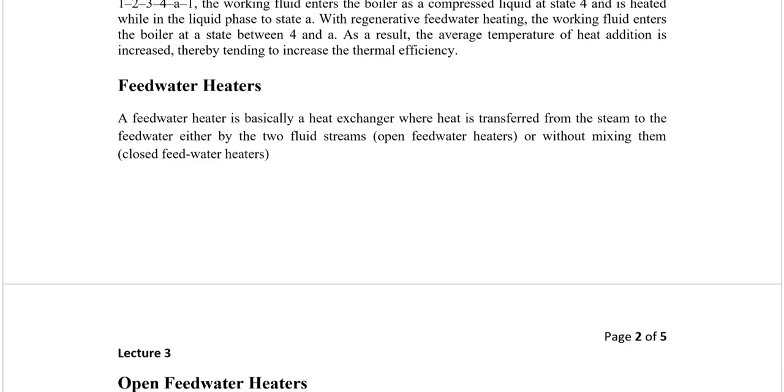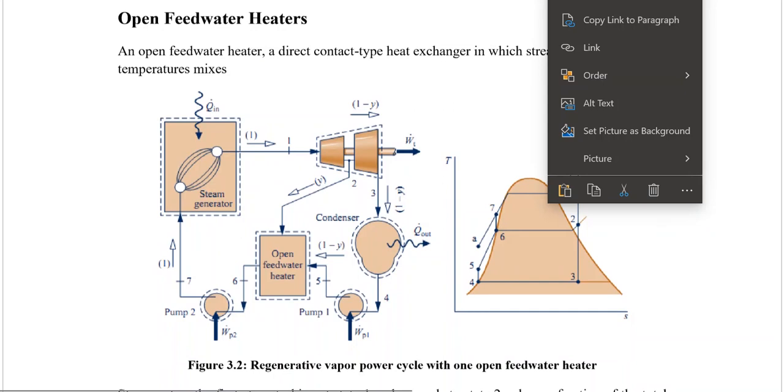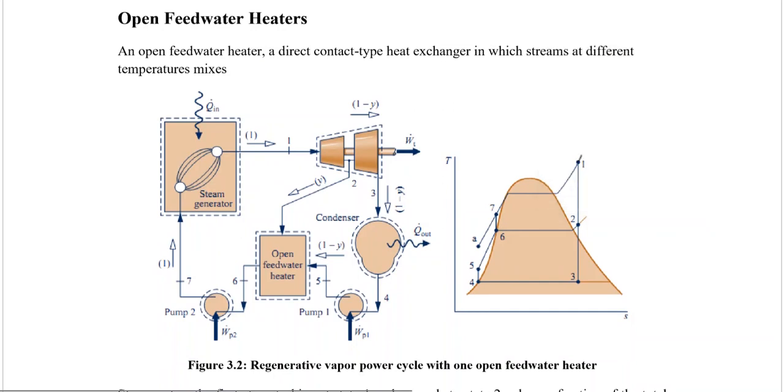A feed water heater is basically a heat exchanger where heat is transferred from the steam to the feed water. There are two different methods of heat transfer. Either the fluids are mixed, which we call an open feed water heater, or the fluids are not mixed, which we call a closed feed water heater. To start, we will be discussing the open feed water heater. This is the schematic diagram of a vapor power cycle with one open feed water heater. An open feed water heater is a direct contact type of heat exchanger in which streams at different temperatures mix. So there is a mixture of steam and water directly. Both of them are mixing directly.